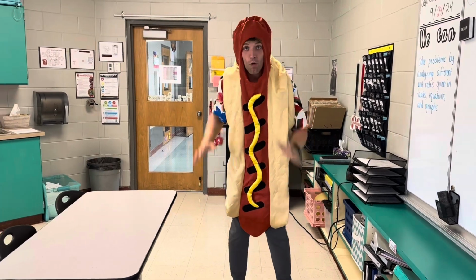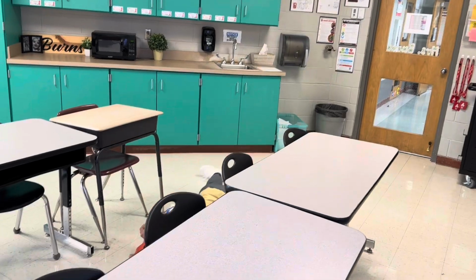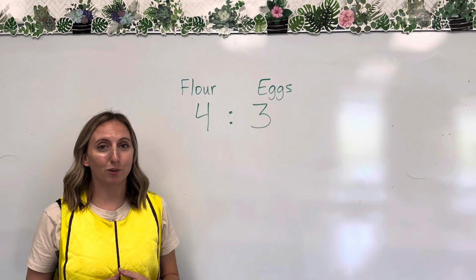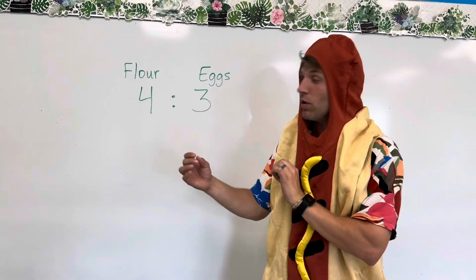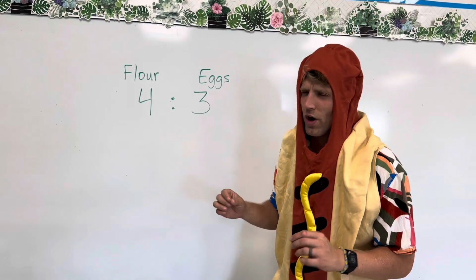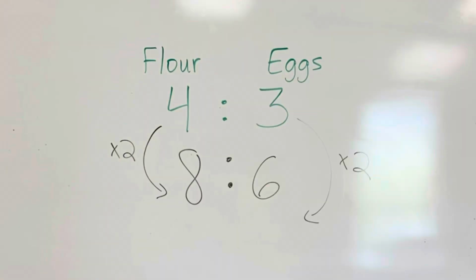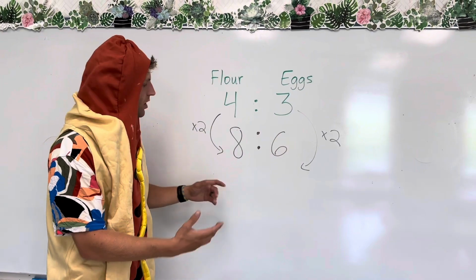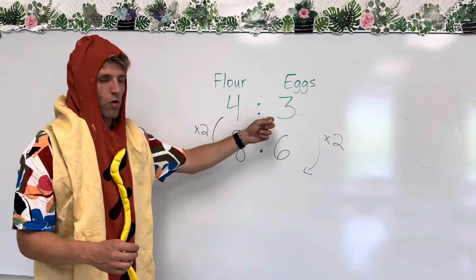So let's look at more equivalent ratios. So we have a recipe and it calls for 4 cups of flour for every 3 eggs. So for things to be equivalent means it has to have the same value as 4-to-3. So what if we doubled it? Now that we doubled our ratio, we have 8-to-6, which has the same value as 4-to-3.